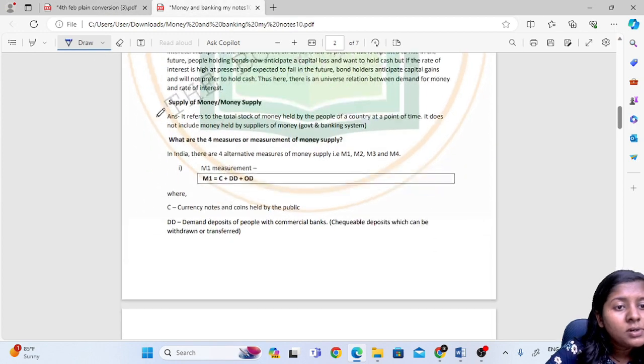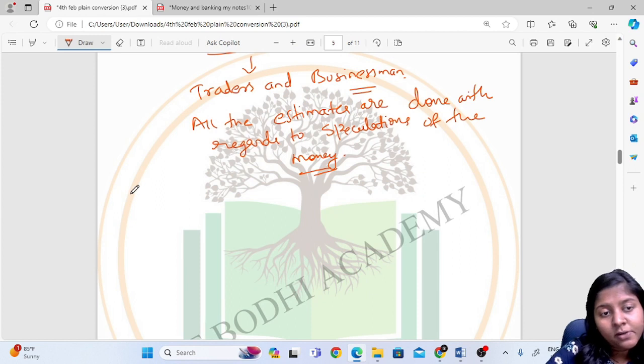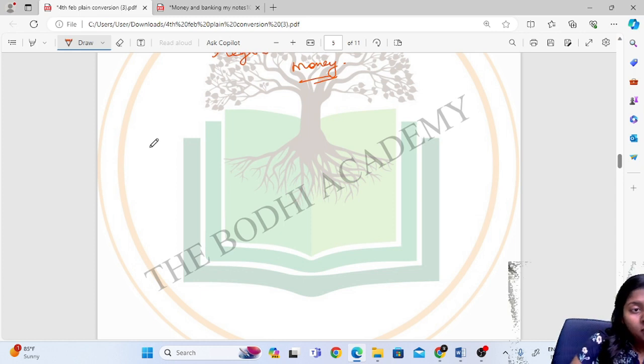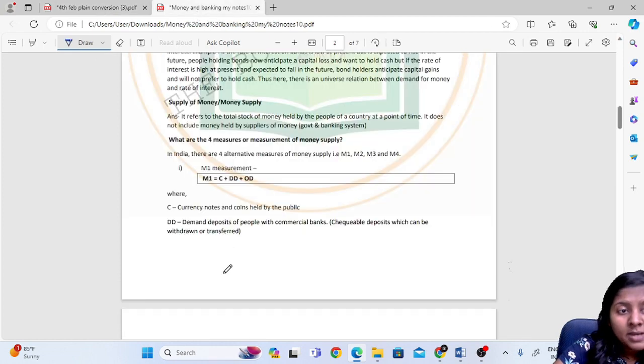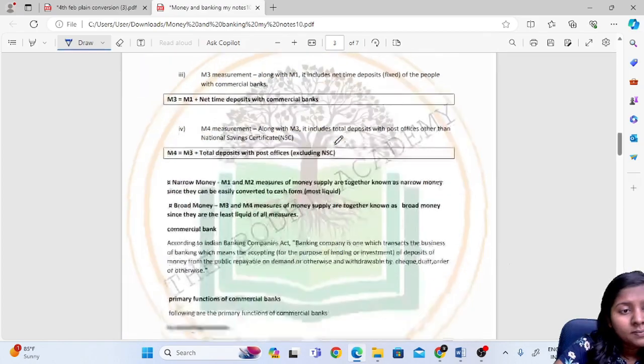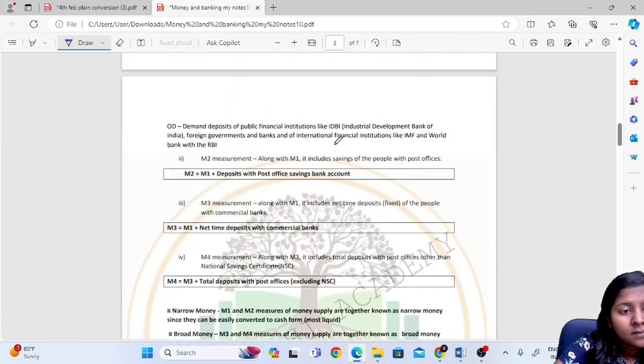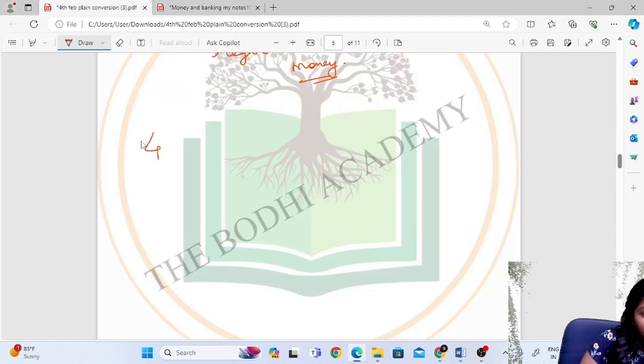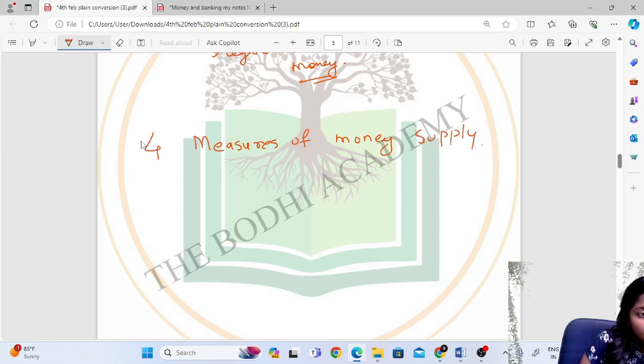Next, there are different measures. In this chapter, what we have to focus on more is the measures of money supply. There are different measures of money supply: M1, M2, M3, M4. There are four measures of money supply. So which are the four measures of money supply?